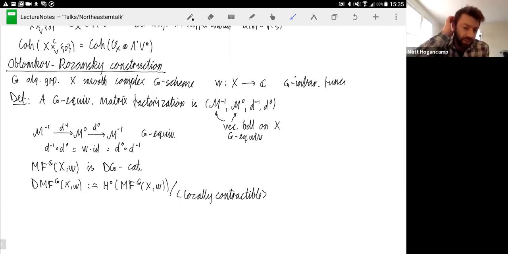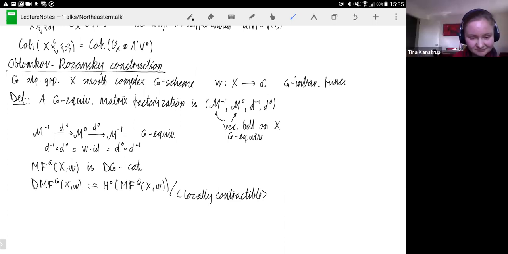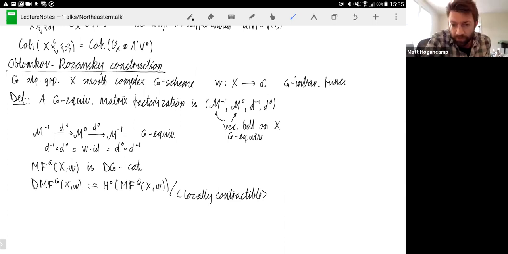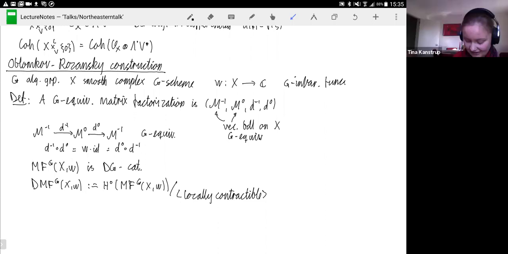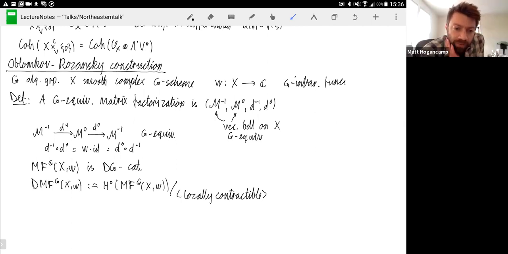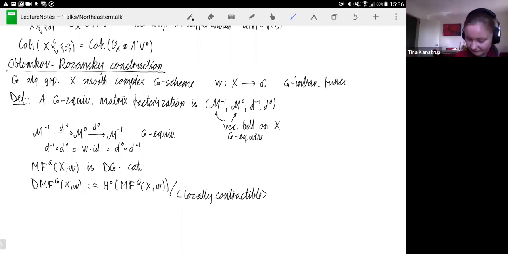Sorry, can I ask? I am not familiar with the notion of locally contractible. Is this special to matrix factorizations, or is this a notion that's defined in any DG category? I've only seen it in the context of matrix factorizations. Okay, so if X is affine, then what does this condition mean? Or is it empty? It's empty in this case. Okay.